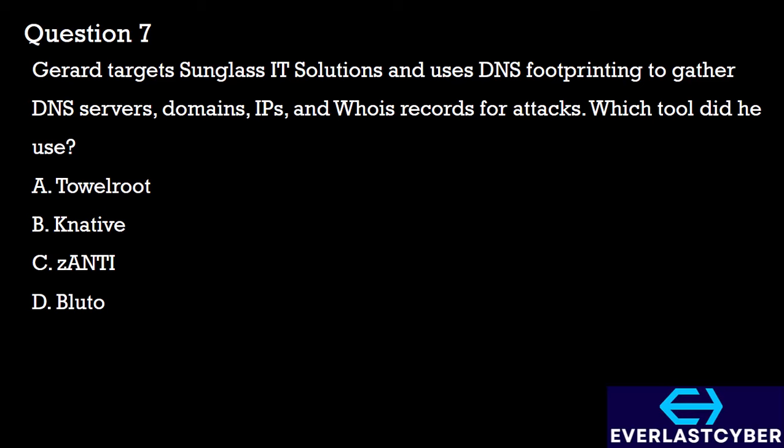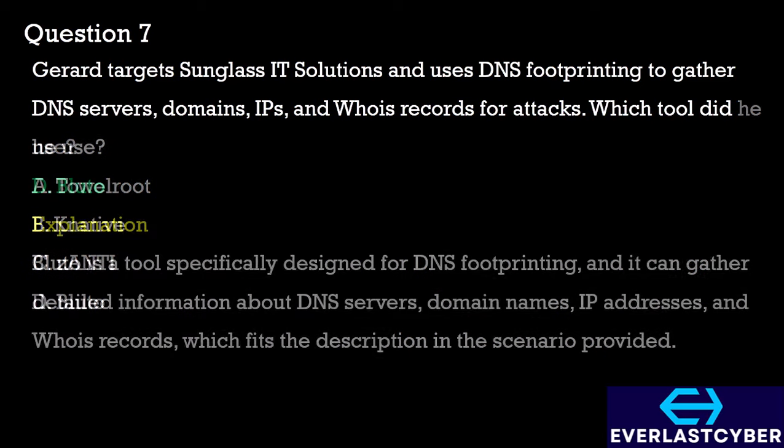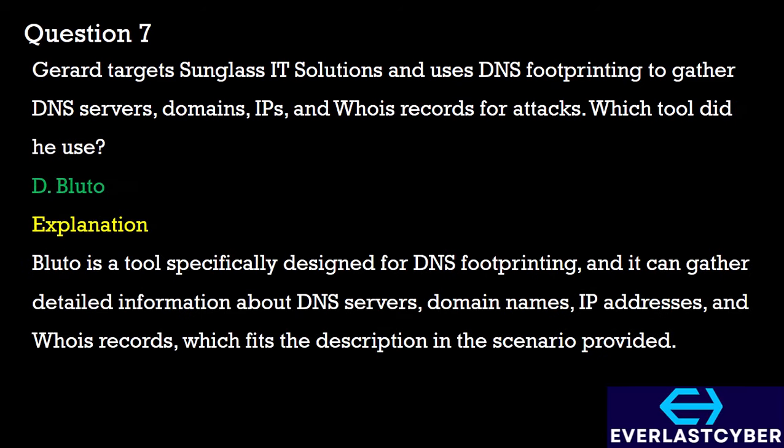Bluetooth is a tool that is specifically designed for DNS footprinting, and it can gather detailed information about DNS servers, domain names, IP addresses, and whois records. So this option, option D, best fits the description we have in this scenario. This makes it the correct tool that was used by Gerard for gathering network information in preparation for further attacks.